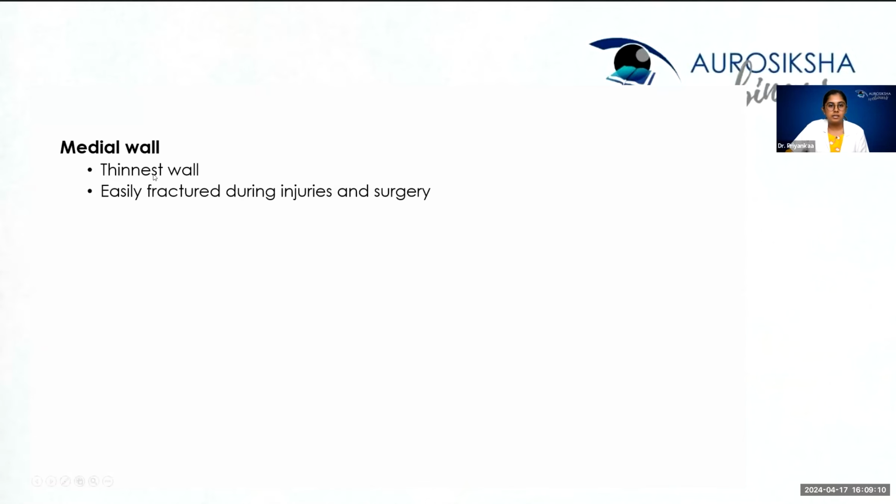Why is it important for us to know all these structures and bones and these walls? It is because the medial wall is the thinnest wall. So it is easily fractured during injuries and surgeries.